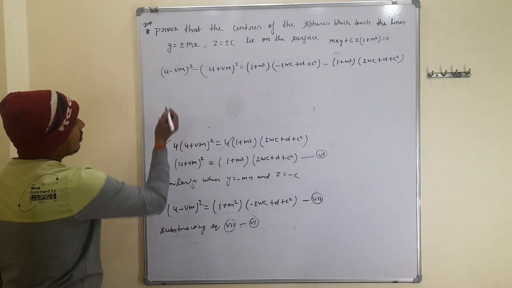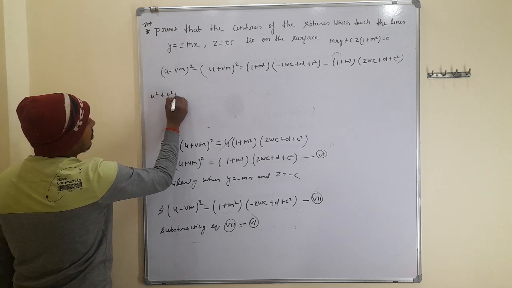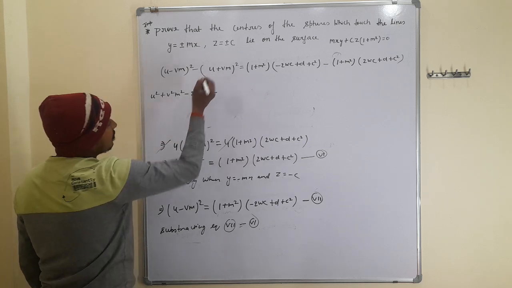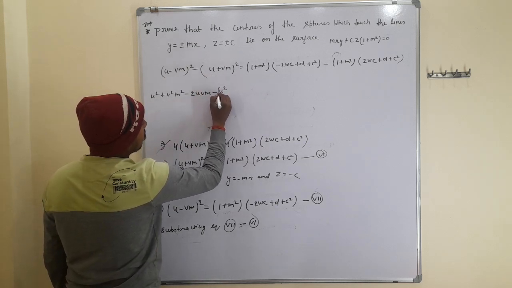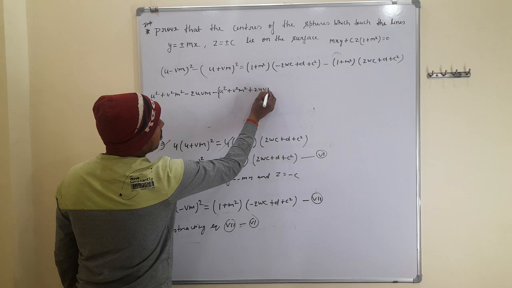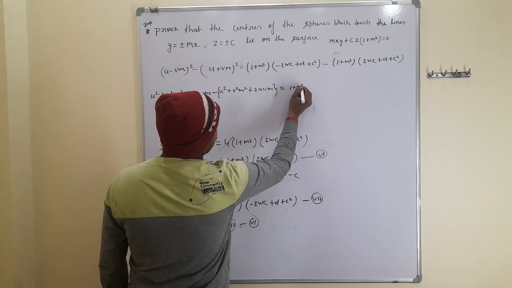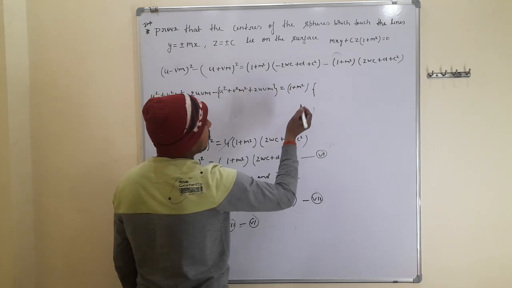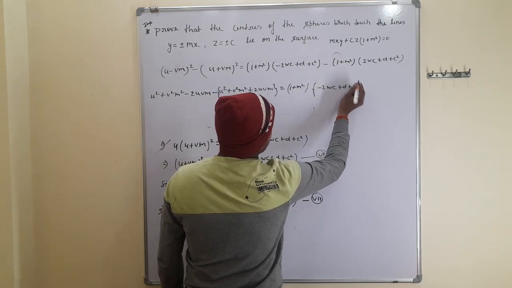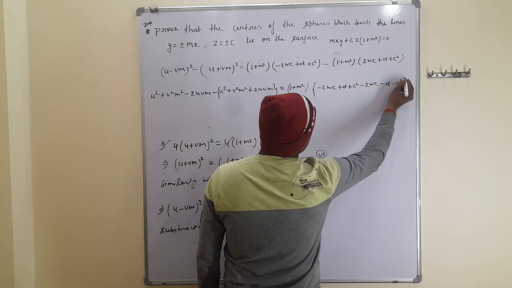Further we have to solve by opening (a minus b) whole square, that is u square plus v square m square minus 2uvm, and we can also expand (u plus vm) whole square, u square plus v square m square plus 2uvm, and from here take 1 plus m square common, and the remaining is minus 2wc plus d plus c square, and here minus 2wc and minus d and minus c square.